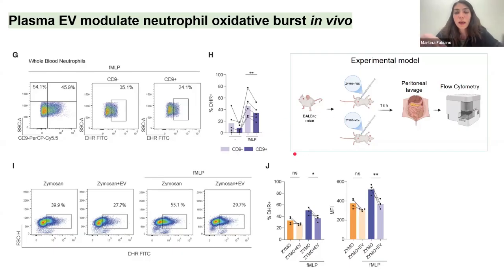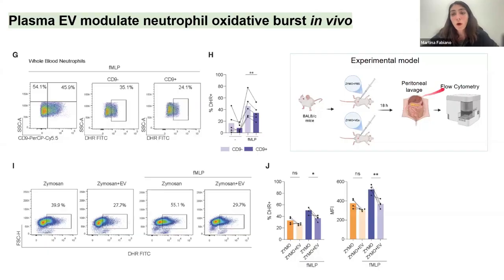On top of that, we determined extracellular vesicle function in an in vivo model of mice. We induced peritonitis by zymosan stimulation in the peritoneal cavity, simultaneously with PBS or plasma extracellular vesicles, in four mice in each group. After 18 hours, we did a peritoneal lavage.